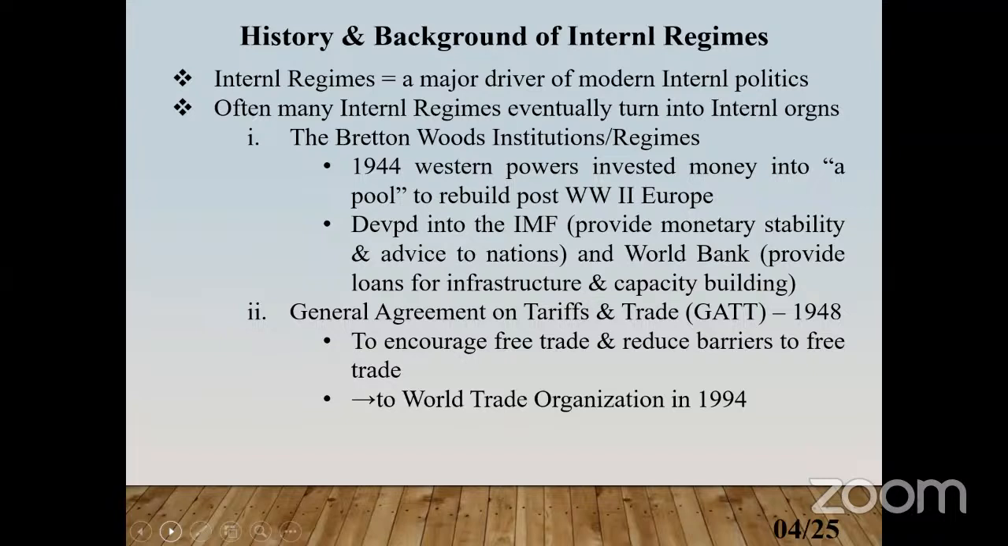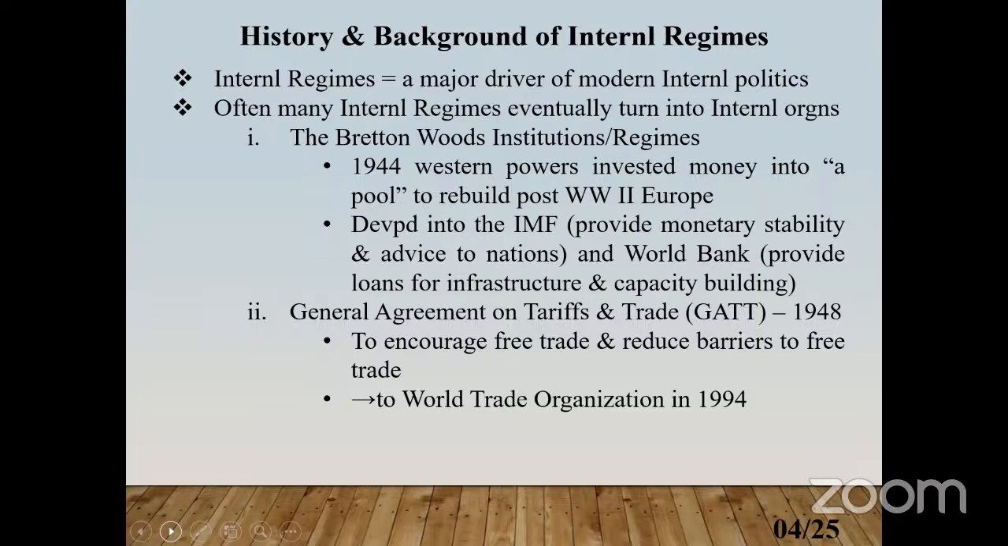So let's see, for example, the historical background just to understand this. You see, in 1944, here after the Second World War, the European powers come together, feeling the devastations of the war. They agree to pool together resources, monetary resources, so that they can rebuild post-war Europe. Now, this coming together slowly develops into the IMF, the International Monetary Fund, which essentially was to provide monetary stability and advice to nations. And on the other hand, the World Bank, which was to provide loans for infrastructure and capacity building.